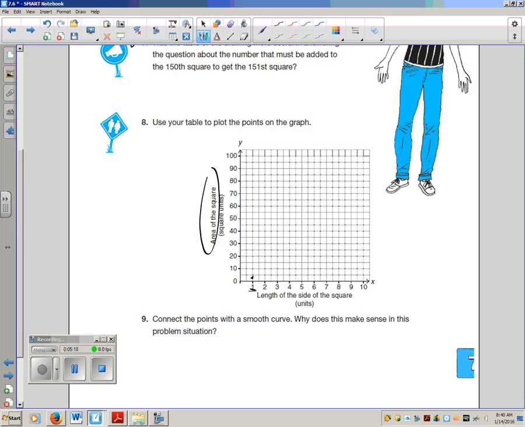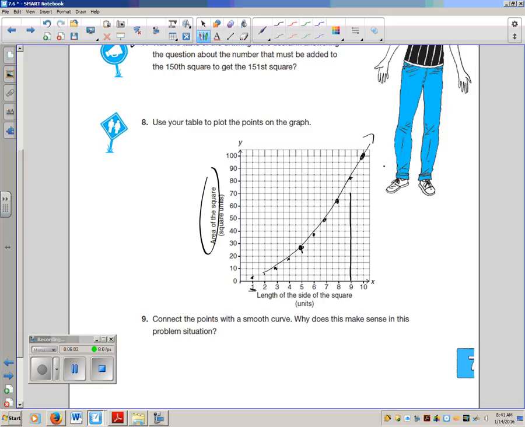2 by 2, area is 4. 3 by 3, 9. 4 by 4, now we're going to go up 16. It's starting to get a little bigger. 5 by 5, 25. Here. 6 by 6 is 36. 7 by 7 is 49. 8 by 8. Go up to 64. Right here. 9. Use your lines if you need them. 81. 10 by 10 all the way up to 100. So you've got your line, you've got your graph, it should end up like that.